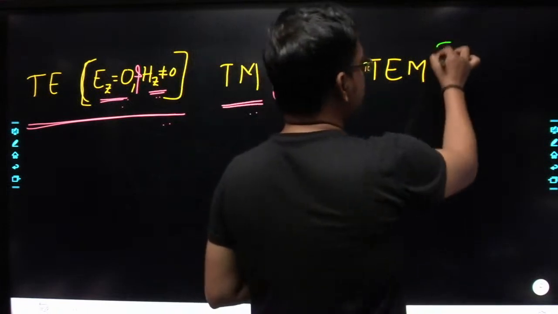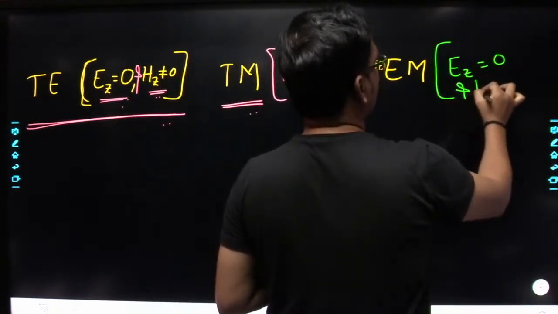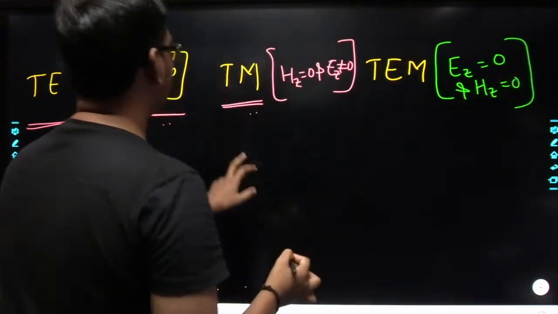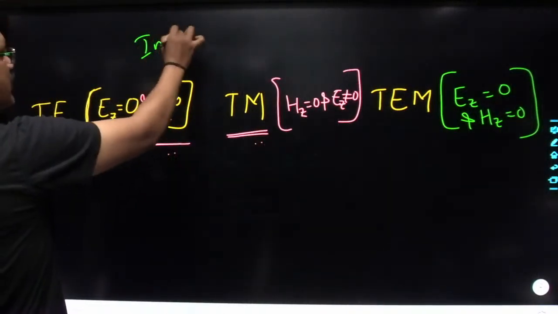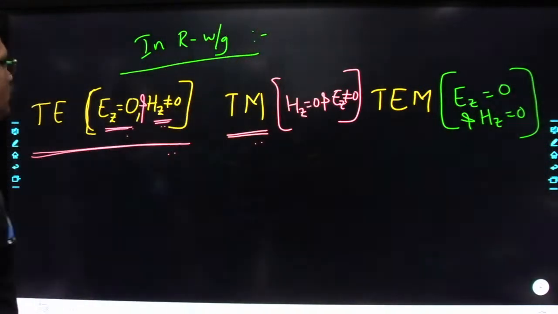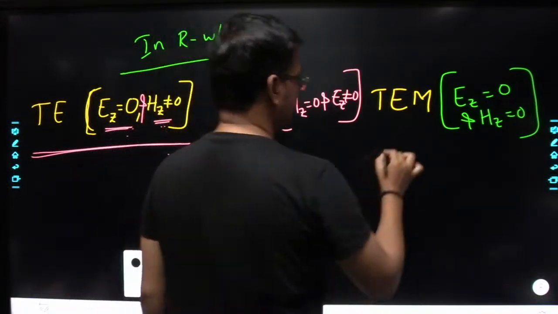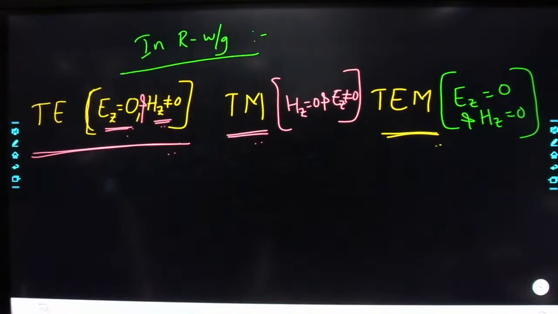So that is the condition for TEM: both Ez equal to 0 and Hz equal to 0. I am talking about waveguides here, in rectangular waveguides. This is how we are going to define TE, TM and TEM. What is the condition for TE here?